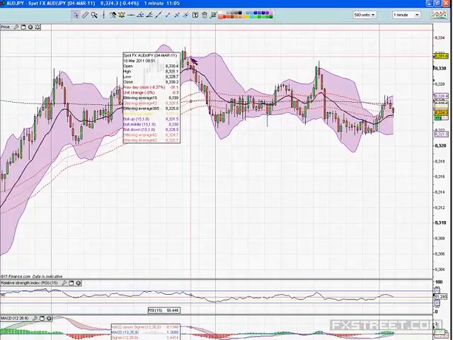It just so happens that in this pair this morning, I've been looking for short signals, but my main tool, the main thing that I look for in all the analysis, is price action.